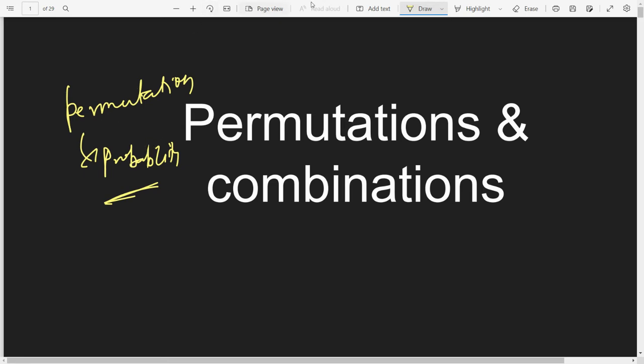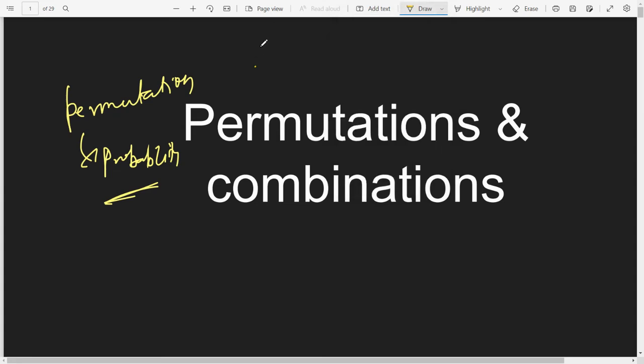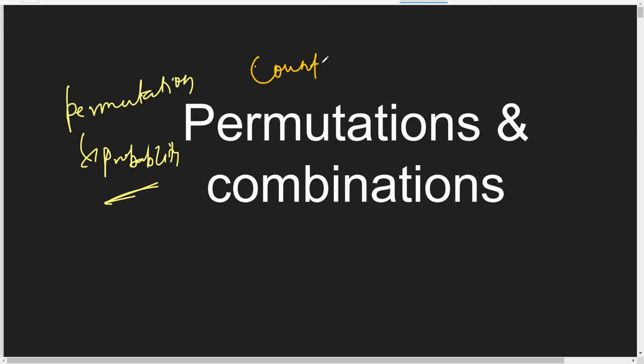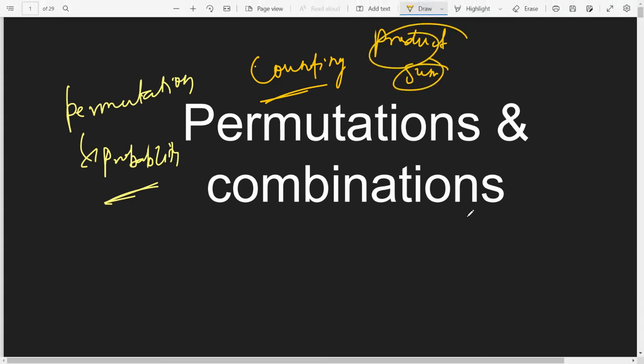We have already seen some topics on permutation and combinations, which are those fundamental counting techniques. So counting techniques also come under permutation and combinations, like the product rule and the sum rule. Those things are also part of permutation and combinations. Okay, so we'll see some more things related to permutation and combinations, and then we'll see some questions.